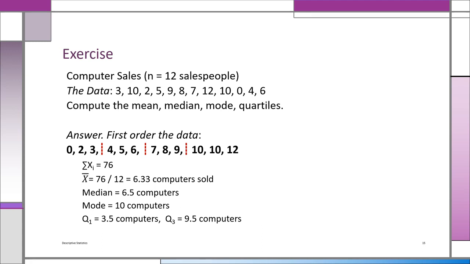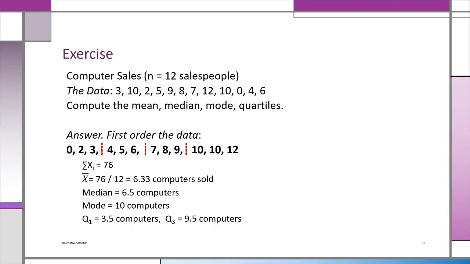So here we are again. How do we answer this question? Well, other than the mean, for the median and the quartiles, we have to put the data in order. The mean and the mode we could probably figure out without that, but the mode would be difficult. So we might as well just order the data, and you see the ordered data right there.